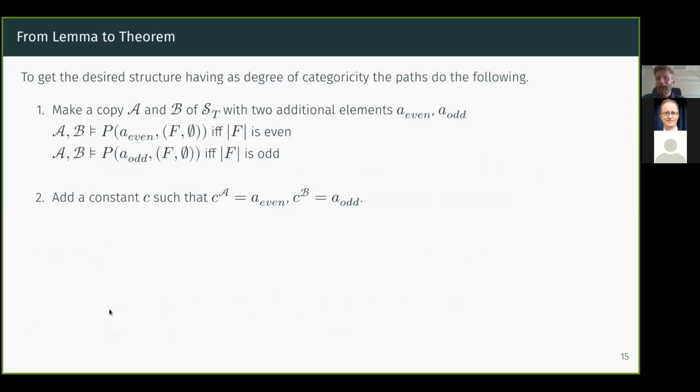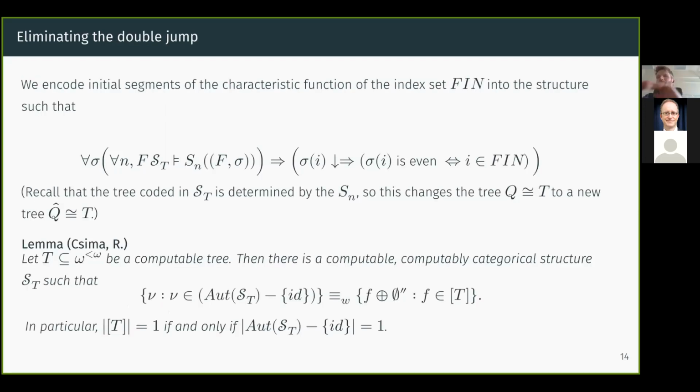And then the last step is, of course, to get this. So now we have this structure here, ST, it is computable, it's computably categorical, and we have the property of the automorphisms. So the last step would be to actually get a structure which has computable dimension 2 and is rigid if the set of paths has cardinality 1.